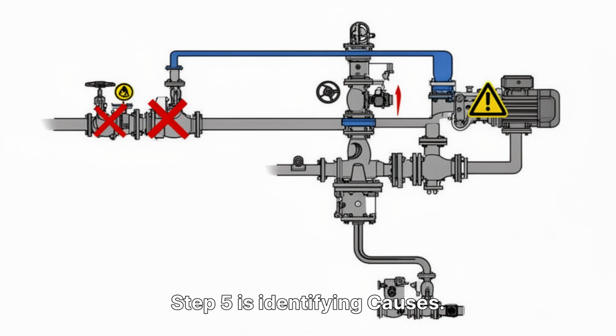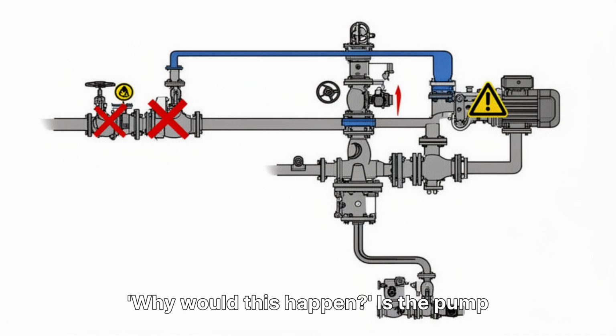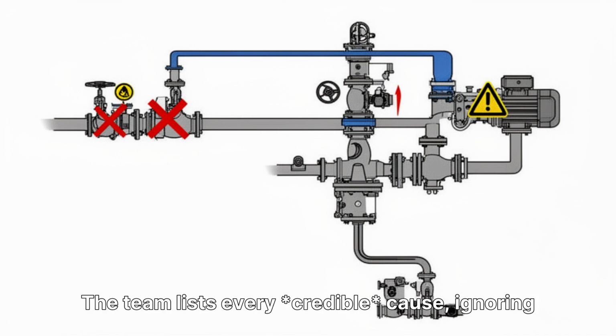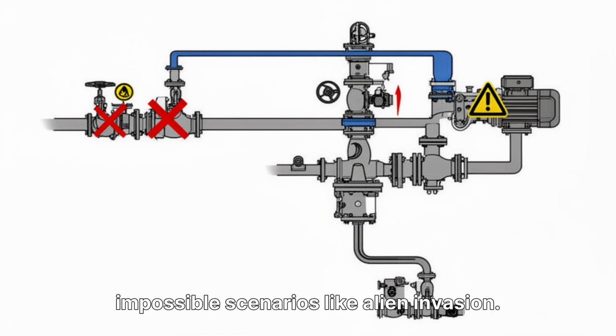Step 5 is identifying causes. For our no-flow deviation, we ask, why would this happen? Is the pump tripped? Is the suction valve closed? Is there a blockage? The team lists every credible cause, ignoring impossible scenarios like alien invasion.